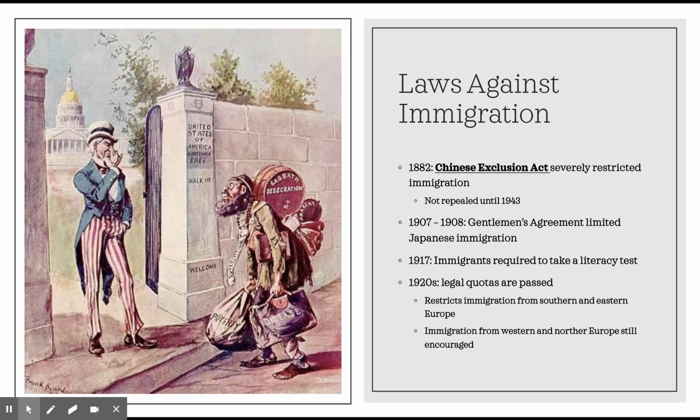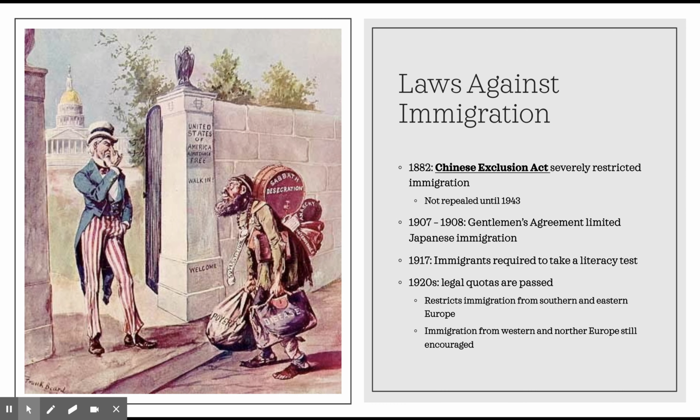And this severely restricted immigration from China. In fact, the number of immigrants to the United States from China drastically fell. And this law was on the books until 1943, until World War II. And in 1907 and 1908, the United States made an agreement with Japan, where Japan agreed to limit the number of Japanese who were leaving the country to enter the United States. And then in 1917, it became law that immigrants entering the United States had to take a literacy test.